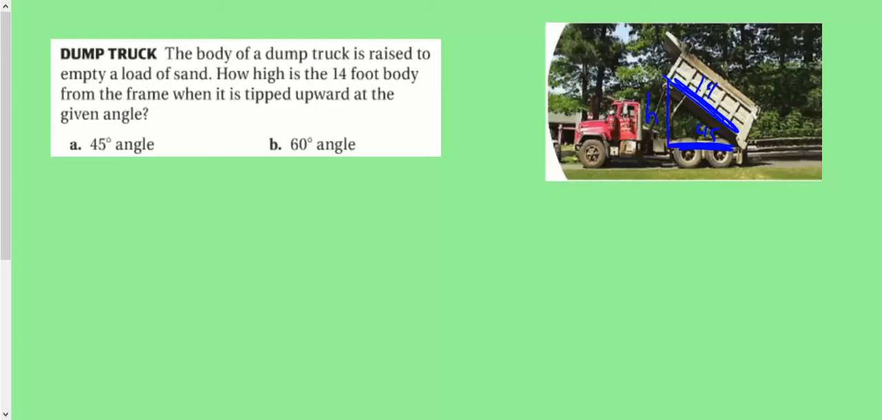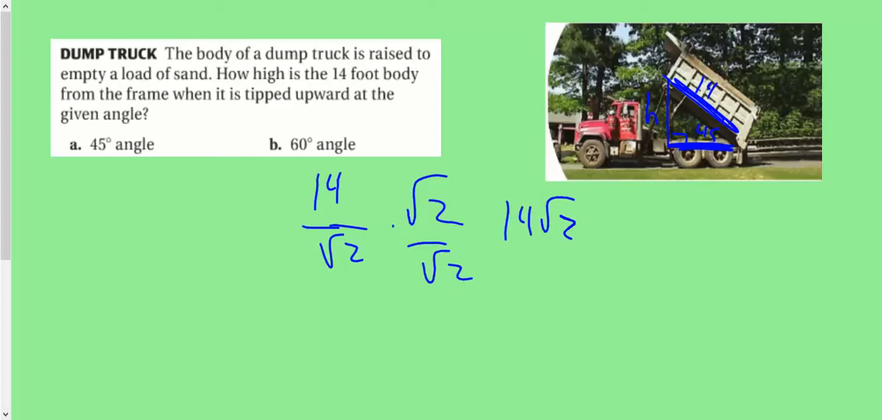So this is a 45, 45, 90 triangle, and we're going to take 14 divided by the square root of 2 to get to the leg. I have to multiply by root 2 over root 2. That's 14 root 2 over 2, which is 7 root 2.